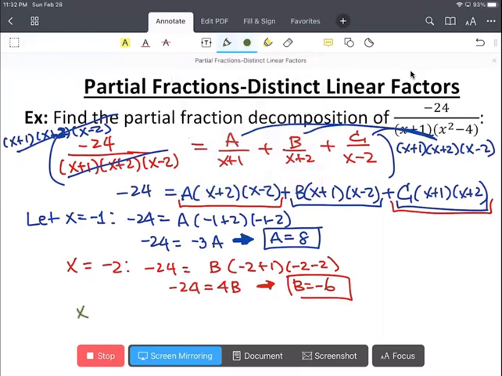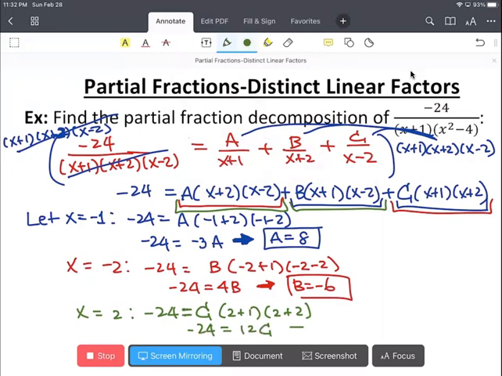Lastly, I'm going to let x equal 2 because the A term and B term go away, and we can solve for C. That is 3 times 4, which is 12. And when I divide both sides by 12, then we get C equal to negative 2.